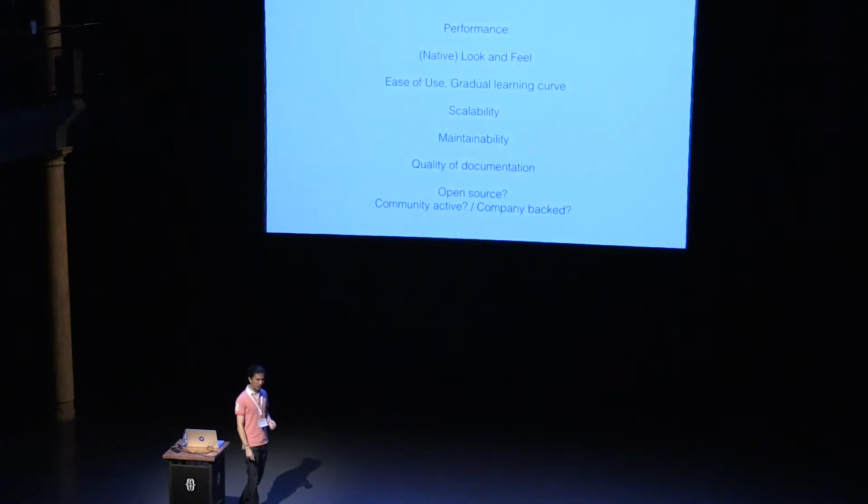So I put up this list. This is nothing official, just a personal list for me. These are requirements that I usually set when I pick new frameworks. Obviously, performance is very important. No one wants a stuttering application. I want a native look and feel. It should be easy to use, obviously. I want my application and my technology to scale when my project grows. I want it to be maintainable in the long term. It should have good quality documentation, including many examples if possible. I really love examples. And if possible, it should be open source with an active community.